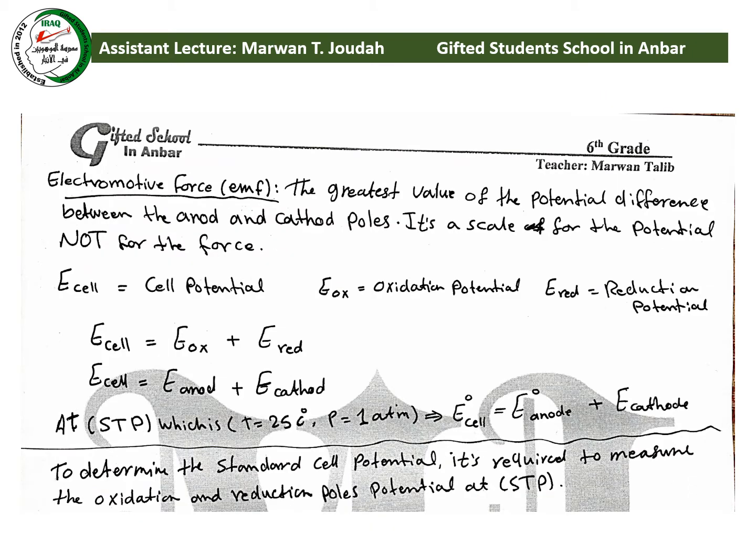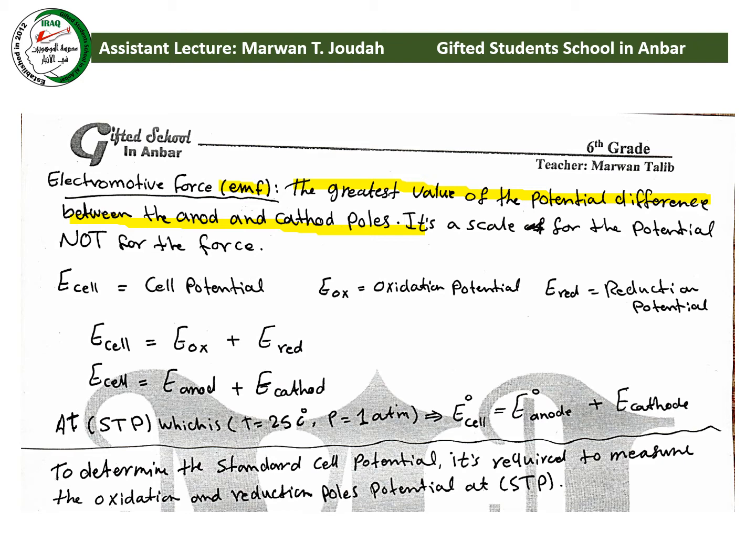Now, electromotive force, as it's abbreviated, EMF. This is really important, especially in the final exam. It's the greatest value, this is the definition of it, of the potential difference between the anode and the cathode poles. Okay, the difference between the cathode and the anode.